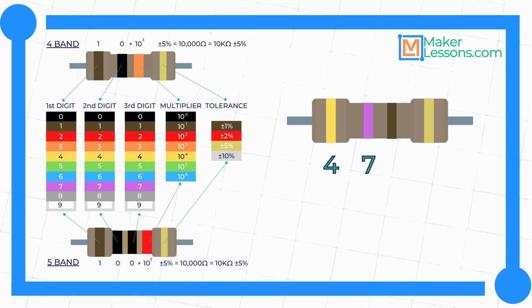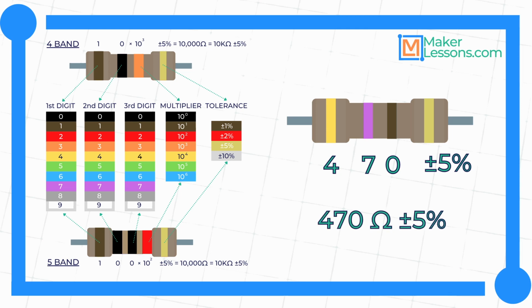The third band is our multiplier, and in this example it is brown, which represents 10 to the first power. Without the need to do any math, the simplest way to use this band is to just add the same number of zeros to the significant figures as the exponent on the multiplier. The final band is our tolerance. From our chart, we can see that gold means plus or minus 5%, so this resistor is 470 ohms plus or minus 5% of the value from the tolerance of manufacturing it.